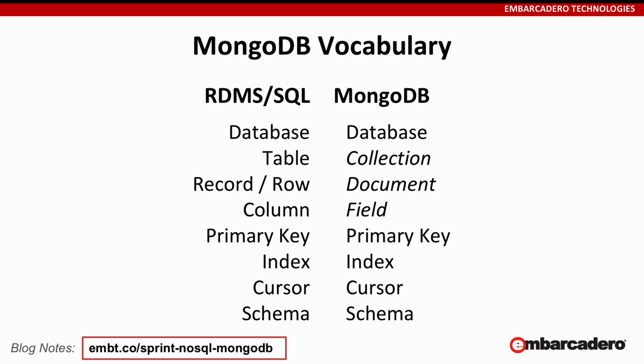Let's look at some different vocabulary words here. The idea of being a database is the same, but a table from an RDBMS becomes a collection. A record or a row becomes a document. And then a column is called a field.